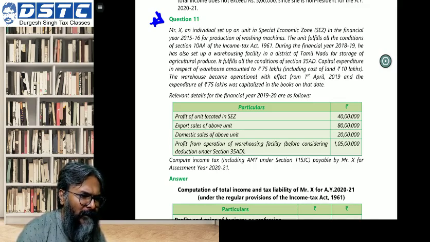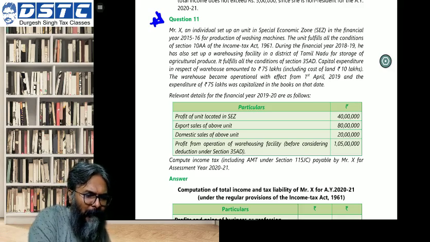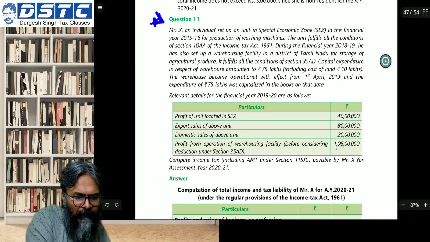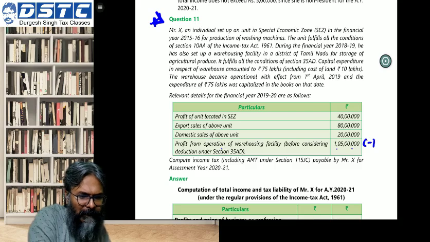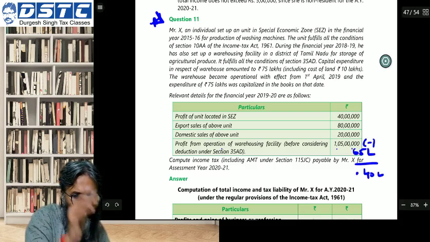Relevant details for the financial year 19-20 are as follows. Profit of the units located in SEZ, export sale of the above unit, domestic sales of the above unit, and the profit from the operation of warehousing facility before considering this one. So we have got, students, herein the profit is how much of the warehousing facility? 1 crore 5 lakhs. From this you will minus what? You will minus the 65 lakhs, which will give you 40 lakhs of PGBP from warehousing.